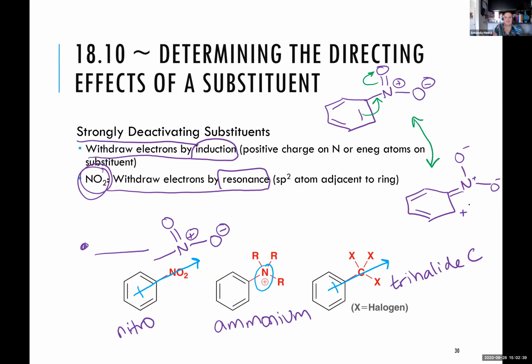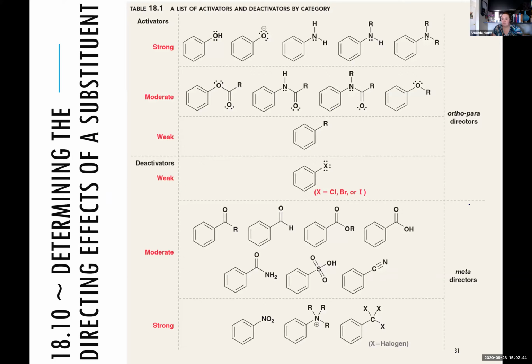All right, we have 6 categories. Here's a table. So this table is from your book. It essentially sums up all of the categories. We have the activators on the top half, strong, moderate, and weak. We have the deactivators on the bottom half, weak, moderate, and strong. So they're in order. The very top of the table are the ones that are going to make the reaction go the fastest. And then the very bottom of the table are going to make the reaction go the slowest.